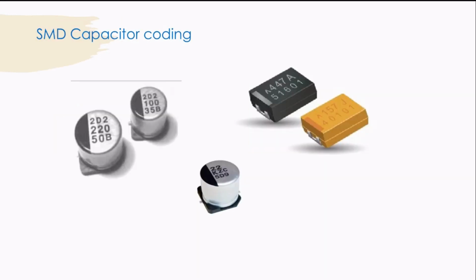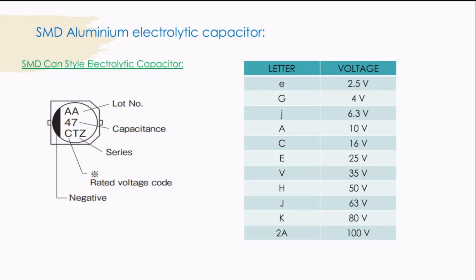Next is SMD capacitor coding. Now if you see, these are the different types of SMD capacitors. Now let us see how we can calculate the value of these types of SMD capacitors. The first one is SMD aluminum electrolytic capacitor. Generally, there are two forms for representing this SMD aluminum electrolytic capacitor. The first one is can style. So that's why it is SMD can style electrolytic capacitor.